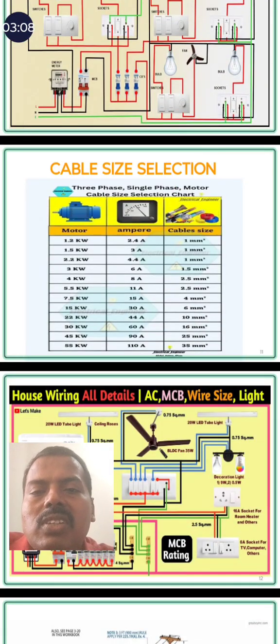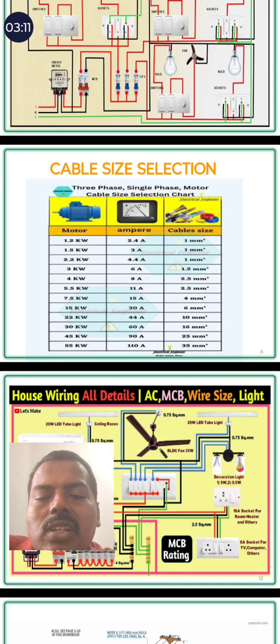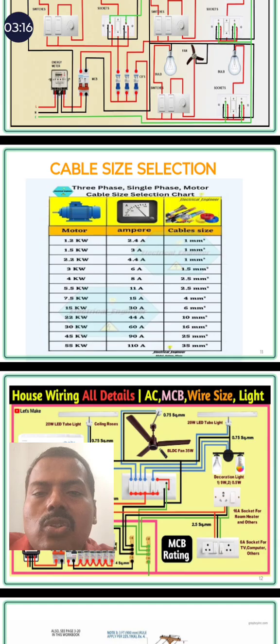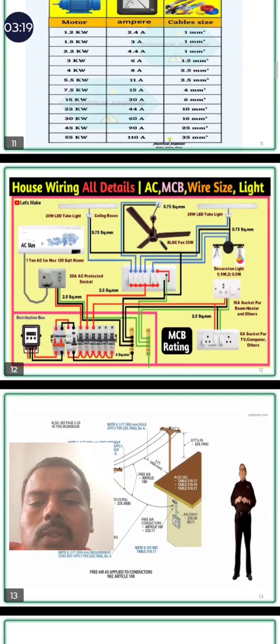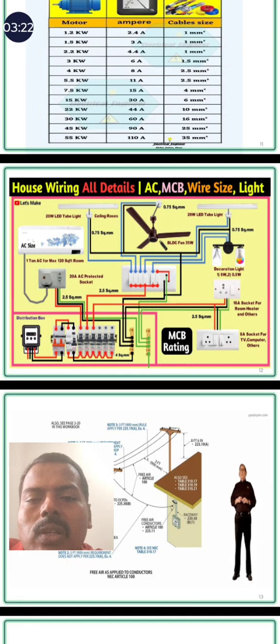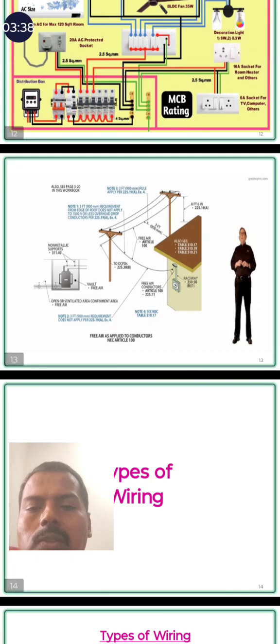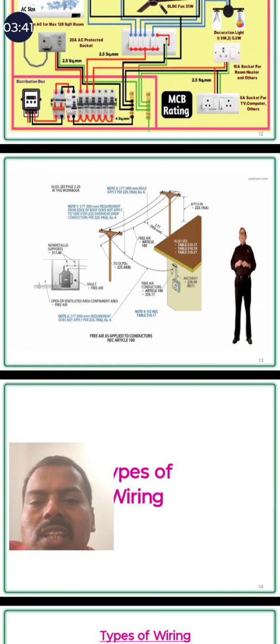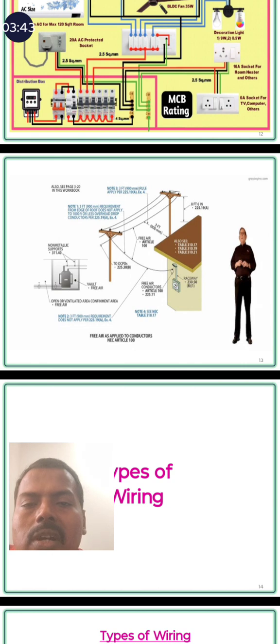And also here I am mentioning the cable size selection. Based on the current rating and the nature of load you are using, we have to select the cable size. Here I am also showing how the connections are given visually: the MCB box, then meter box, then MCB rating and the wiring, and so on. Here also it shows how the connections are made from the cement concrete pole to your house.